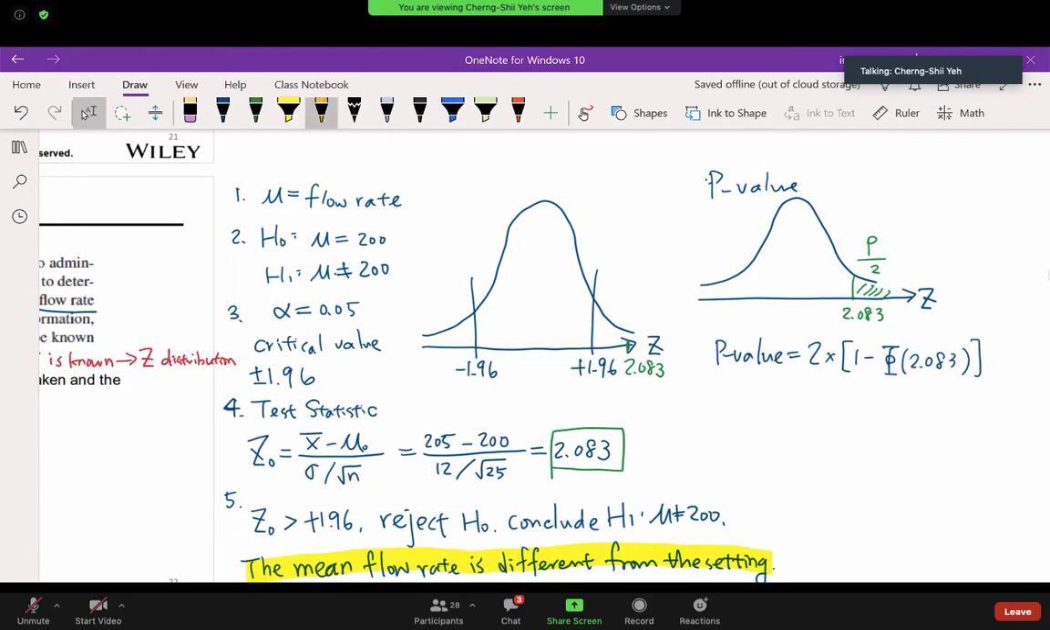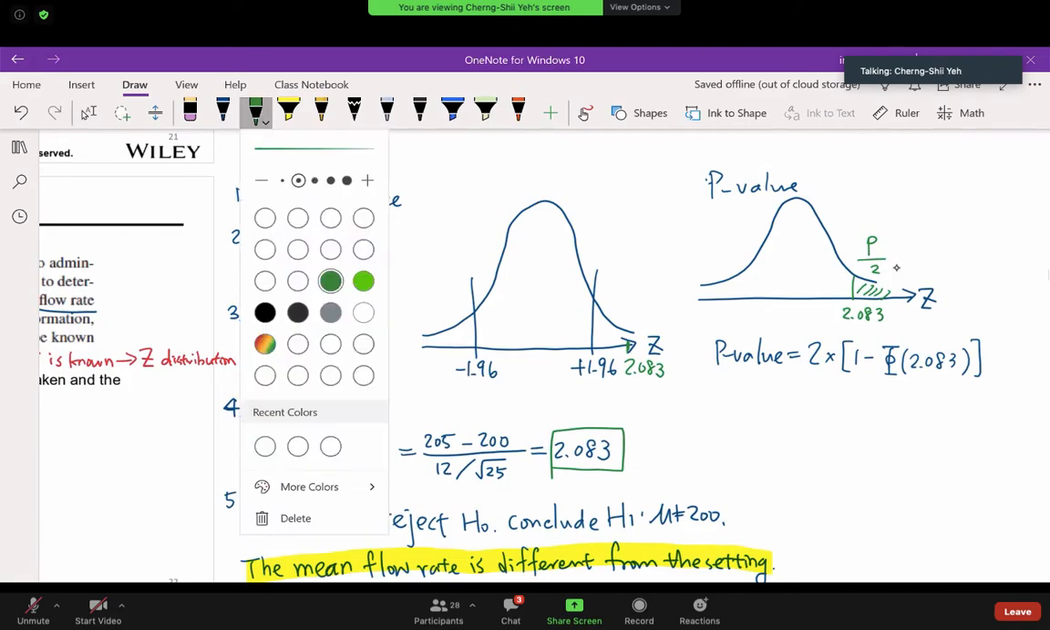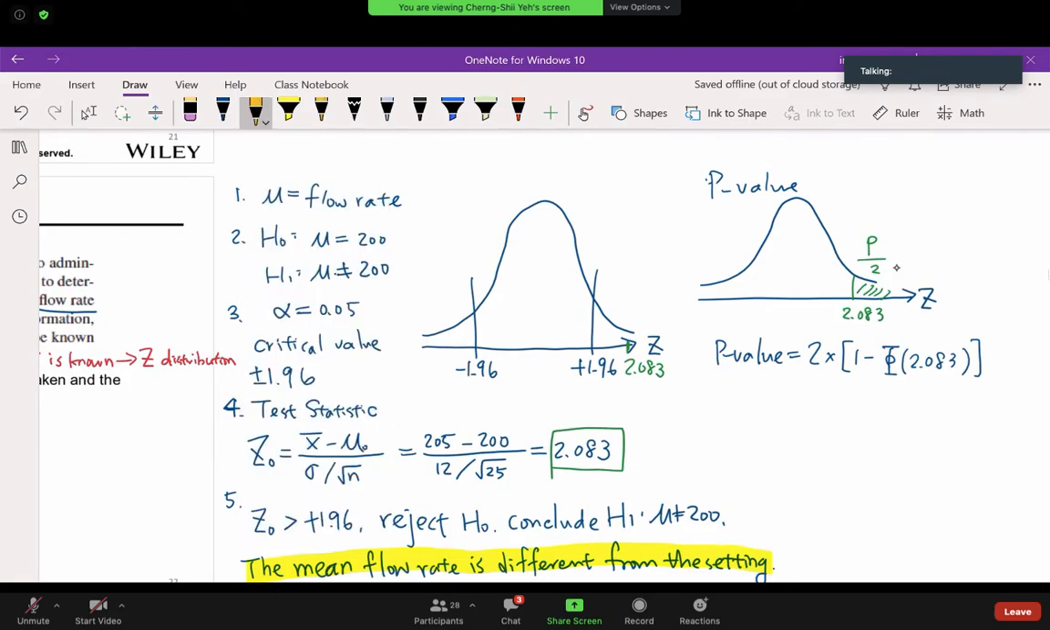Okay, let me see. Hopefully this is clear to you. What is this part? This is the cumulative probability from negative infinity all the way to 2.083. 1 subtract that is the green area. Why are we multiplying that by 2? Because it is a two-sided hypothesis testing. Just like our alpha, we have another p over 2 on the left-hand side.